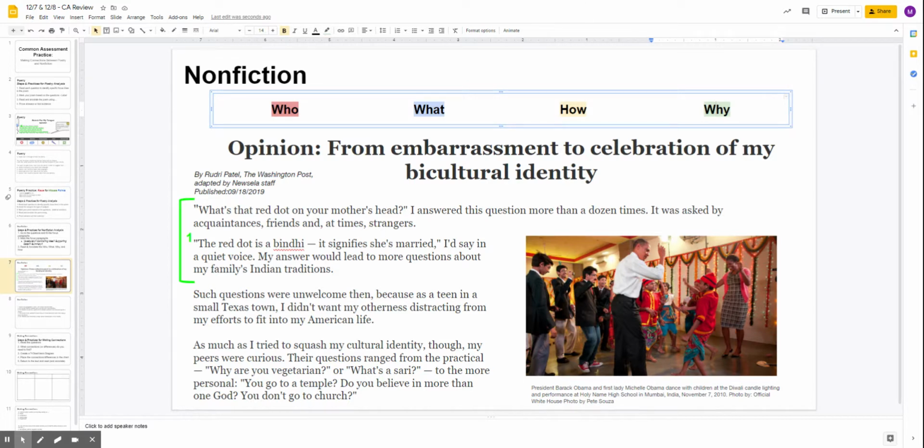So, opinion. From embarrassment to celebration of my bicultural identity. This is by Rudri Patel. It was written for the Washington Post, published a little over a year ago.